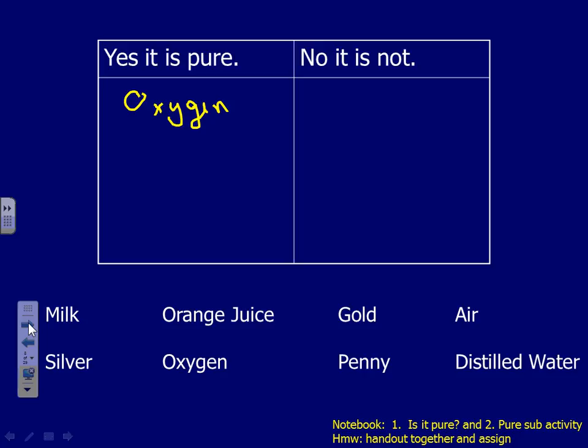Yep, and it's Pat, correct? Okay. And why did you say that? Elements and on the periodic table. They're both pure. Excellent. So silver and gold, do I have silver on there? Yeah. Silver, gold, found on the periodic table, excellent. Remember, a compound can also be pure as long as they're all the same. So keep that in mind. Eric, what do you got?